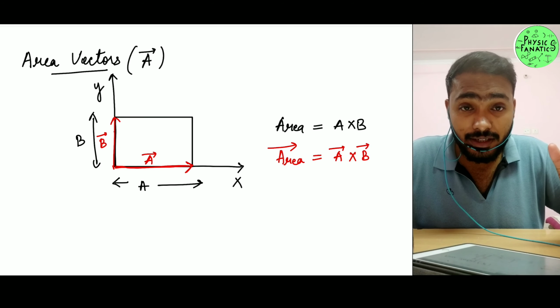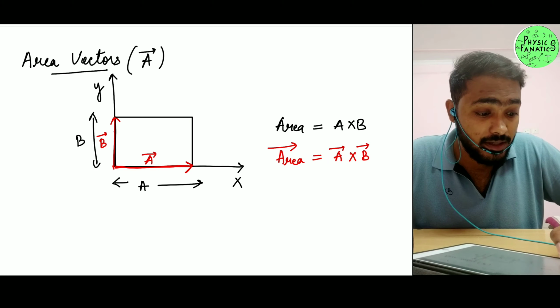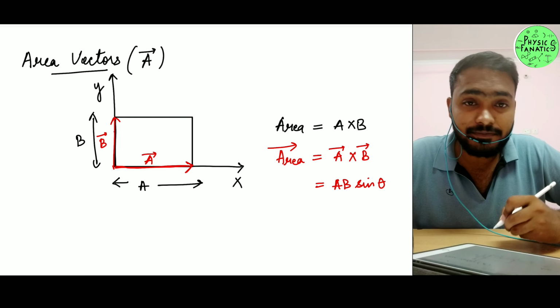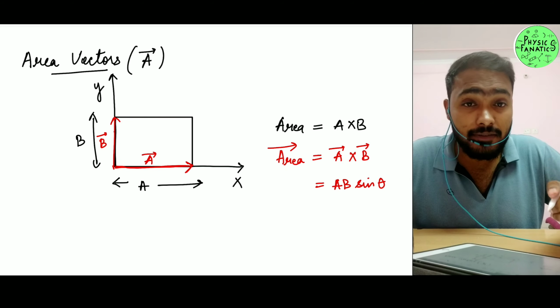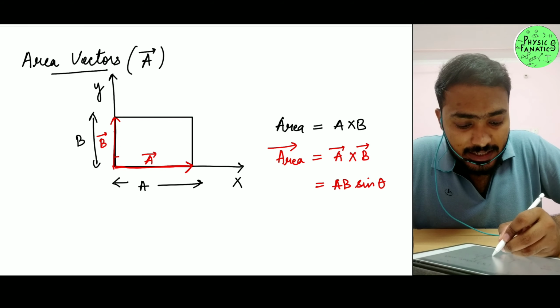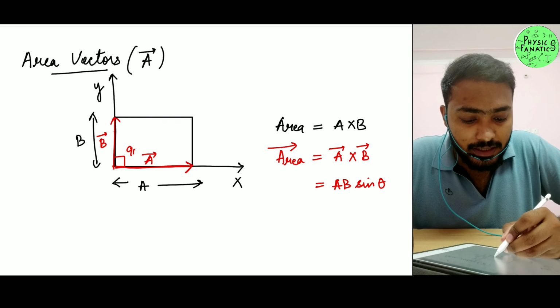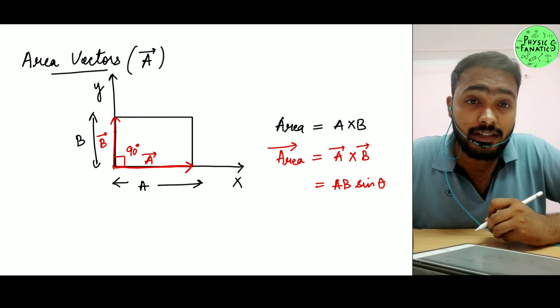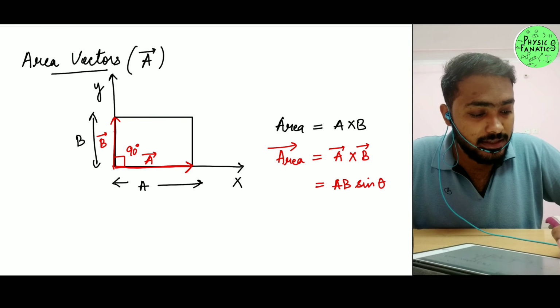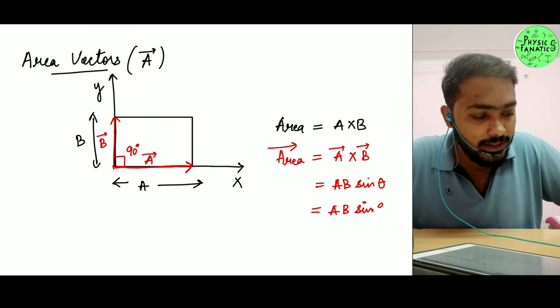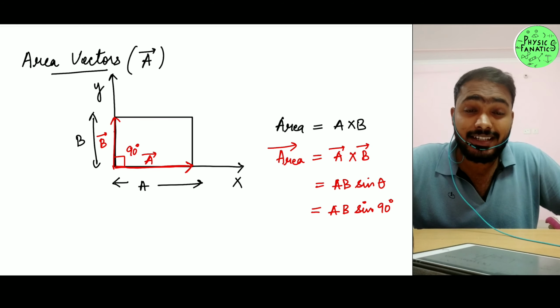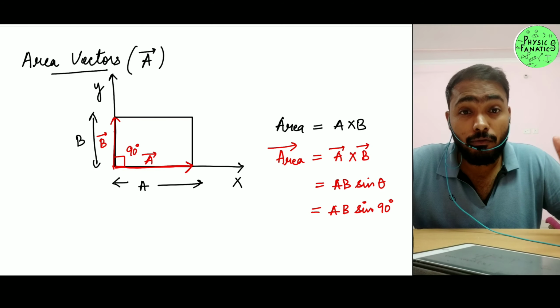And we have studied in vectors that a cross b can also be written as a b sine theta, where theta is the angle between a vector and b vector. Very nicely I can see here that my a vector and b vector are actually perpendicular. They are making an angle of 90 degrees with each other. That means I can write here a b sine of 90 degrees, and we all know sine 90 is actually 1.